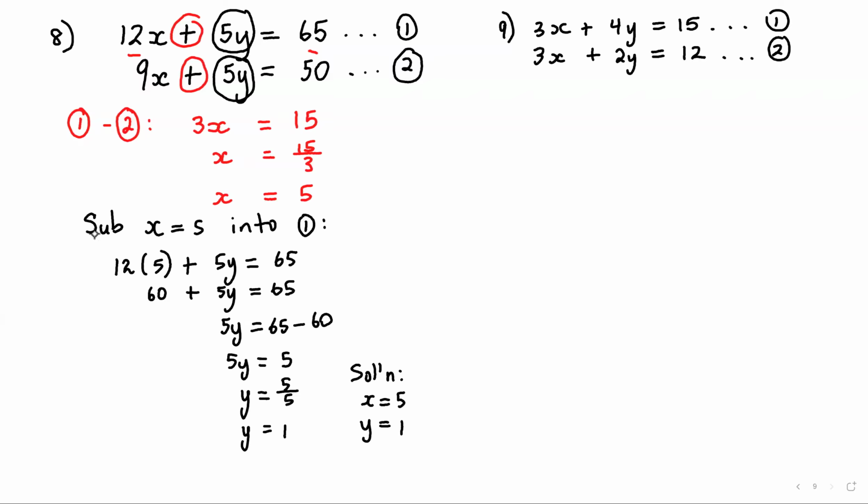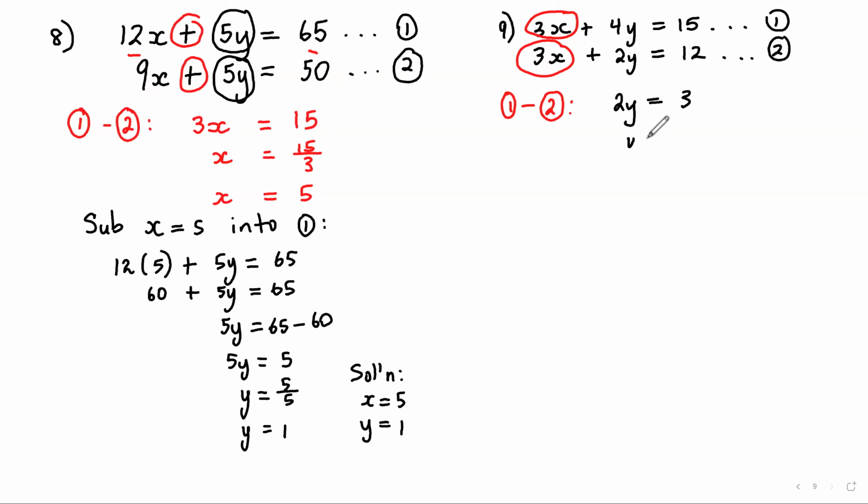The variable that I'm going to eliminate here would be x because the coefficient is the same in both equations 1 and 2. You have 3x and 3x, right? These are both positive. So 3x and 3x, same signs. You subtract the equations. So we say equation 1, take away equation 2. All right, so 3x take away 3x is 0. 4y take away 2y is 2y. And then 15 take away 12 is 3.